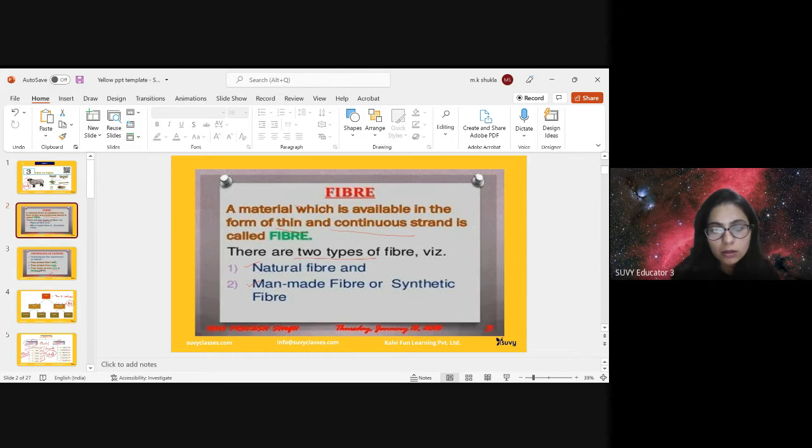First of all, I'll tell you that fibers are continuous and thin material. That continuous and thin material is very important for us in making fabric, and we use these fibers in making our clothes. So why are clothes important to us? Clothes are very important because they protect us from the heat of summer and from the cold, and they also give us a decent and very good look. We look nice after wearing clothes. So for these purposes clothes are made, and these clothes are made by fibers.